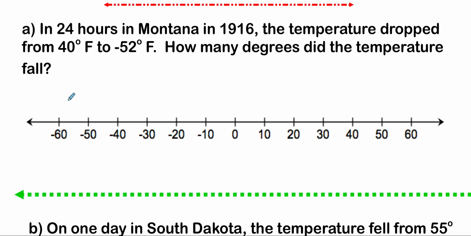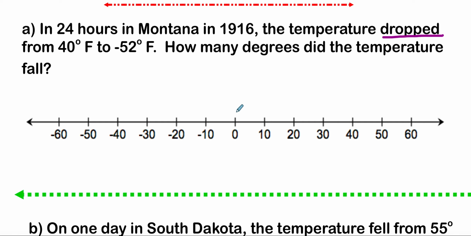Okay, let's try a few more problems. A. In 24 hours in Montana in 1916, the temperature dropped from 40 degrees Fahrenheit to negative 52 degrees Fahrenheit. How many degrees did the temperature fall? There are a few words you have to take care of. Let me underline: the temperature dropped from 40 to negative 52.